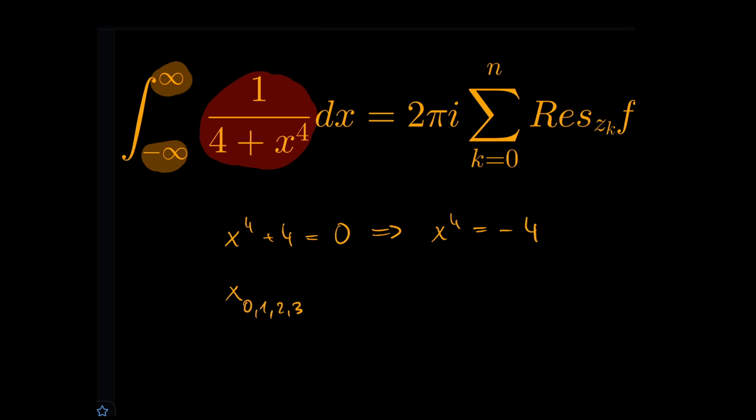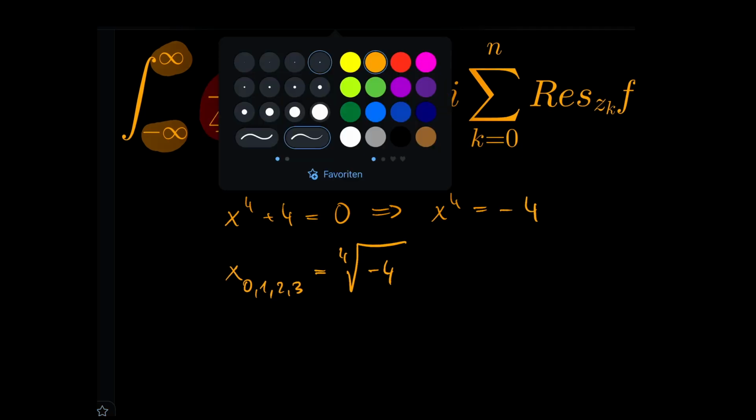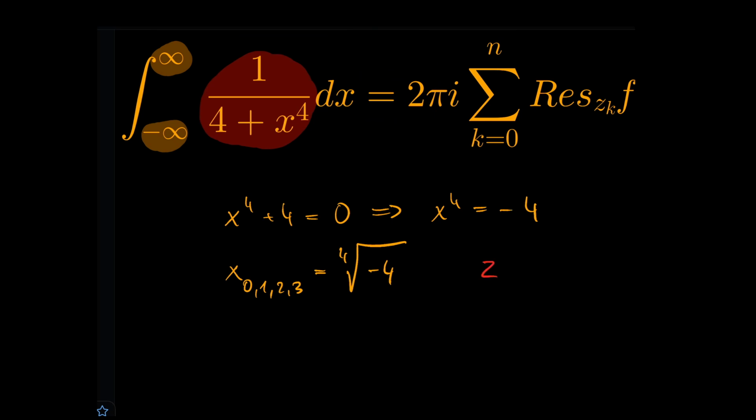So the solutions would be the fourth root of minus 4. So there will be 4 solutions. How are we going to do it? We're going to apply Euler's beautiful formula, which is that a complex number is equal to the radius times the exponential function to the power of i times the angle phi. And we can write this also as r times cosine of phi plus i r times sine of phi.